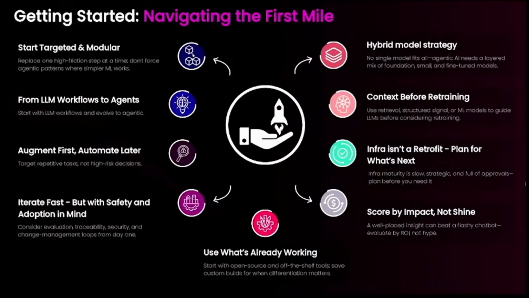Think from a hybrid model strategy. These are the things you need to consider. This cannot be retrofitted, right? So these need to be planned ahead when you start with your POCs. Again, the last point: score by impact, not by shine, right? Make sure that those agentic solutions are actually adding business value at this point.